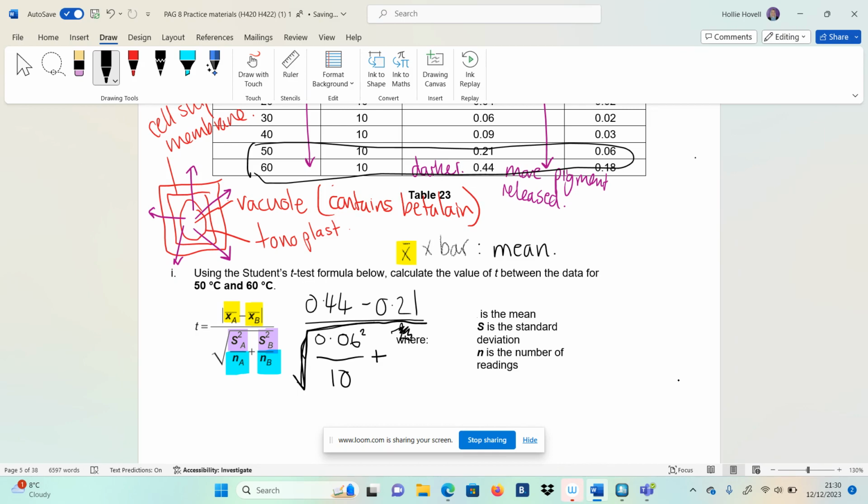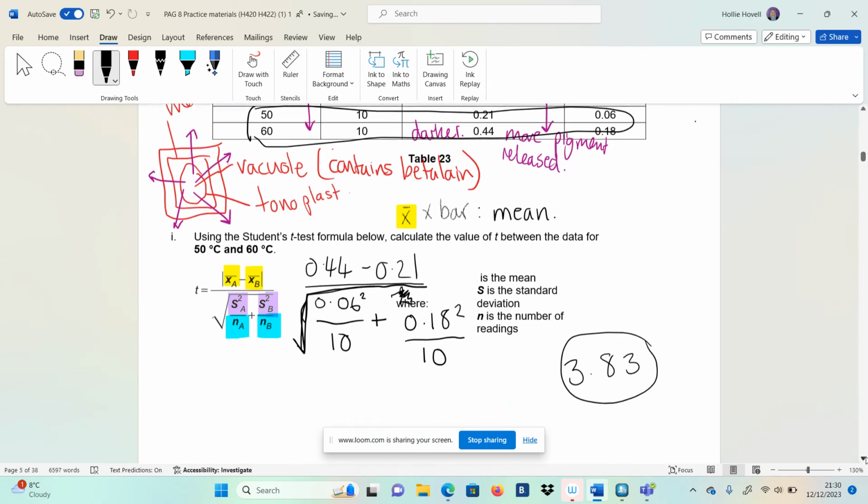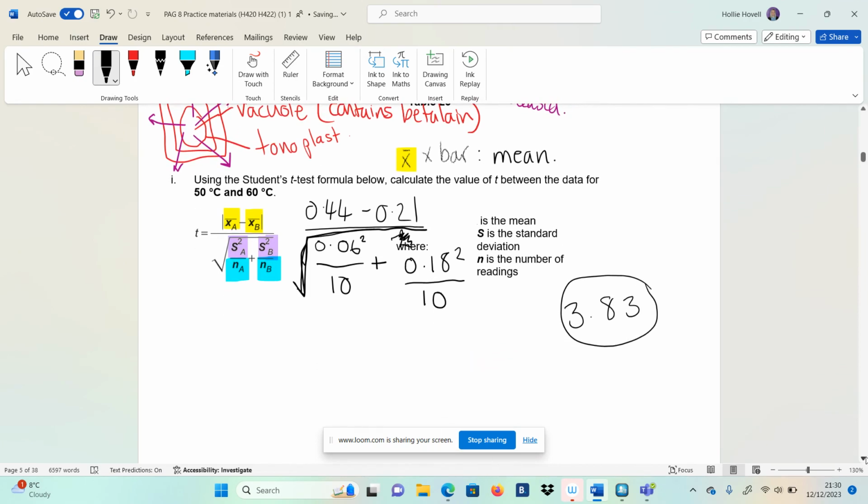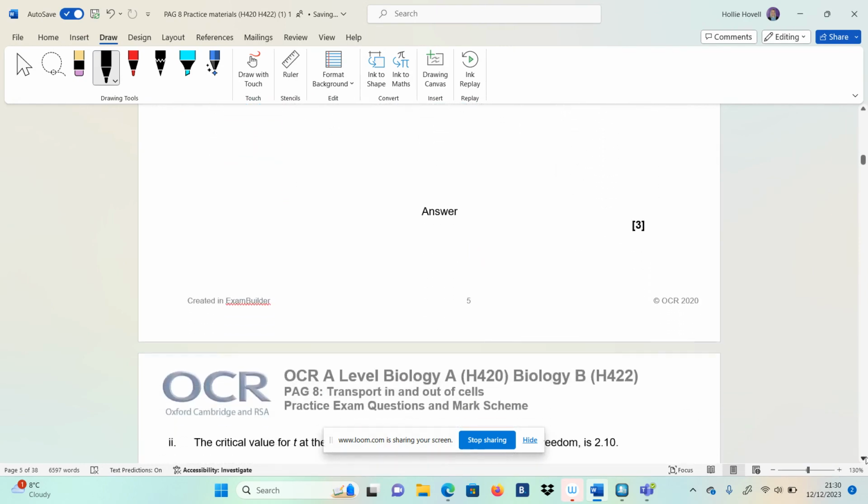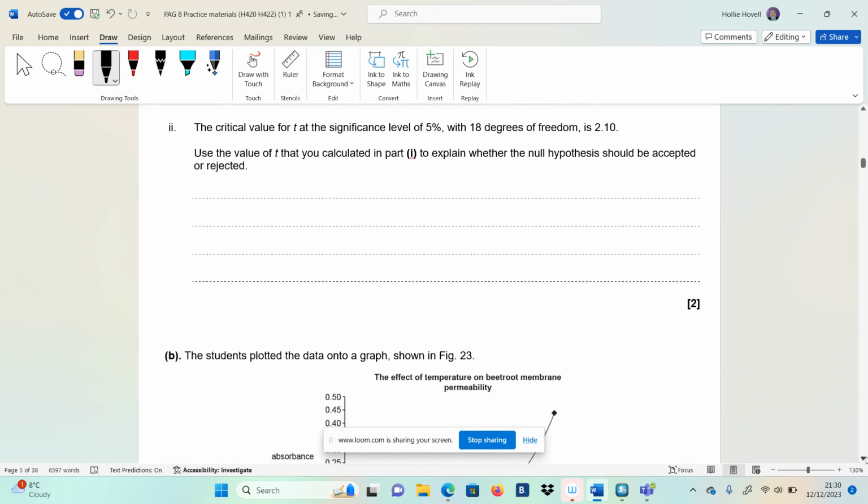the standard deviation of your next one, which is 0.18 squared, divided by number of samples, 10. Okay, and all you need to do is put all of that into your calculator in order to get your final result. So you can do it in stages if needed, if you don't know how to do it all in one go in your calculator, and you should get a result of 3.83. I know that's new to lots of you, but try and follow it through. And if we do one in each of these practicals booklets, you'll be an expert by the time you get to that stage in the course.